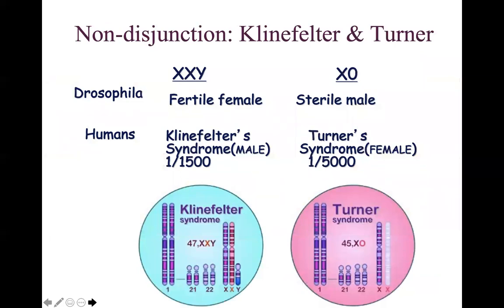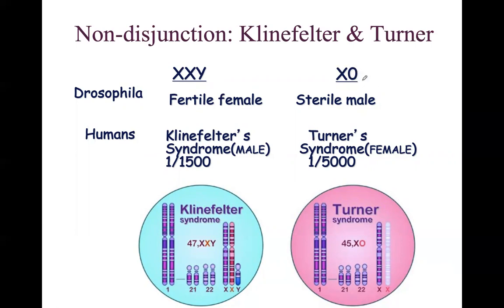Now, there are other forms of defects with regard to these sex hormones. We saw that in Drosophila, you can have XXY and X null. Well, in this case, it's a fertile female because you have both X's. In this case, it's a sterile male. You're missing one of the X.